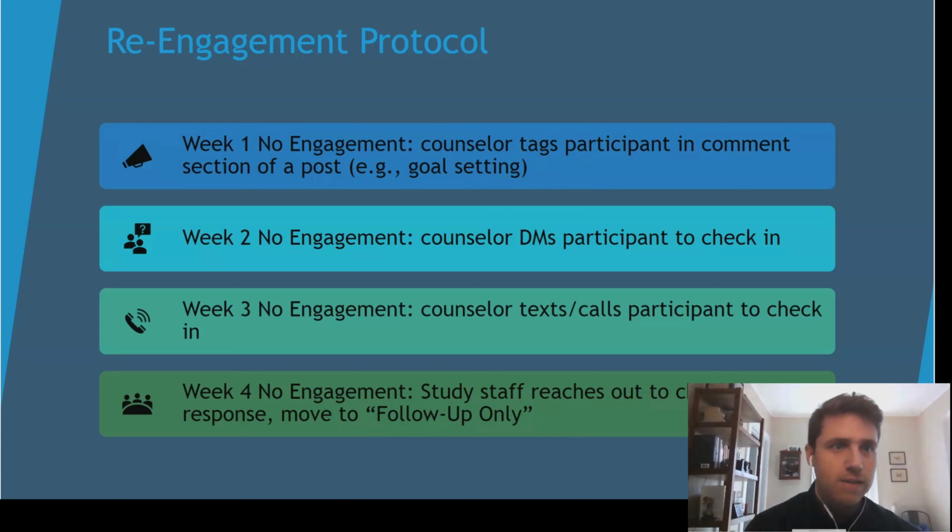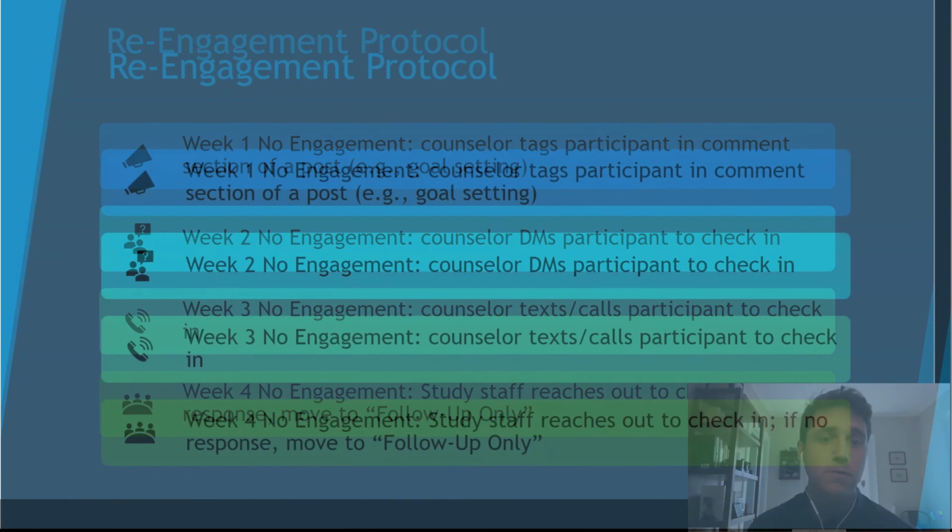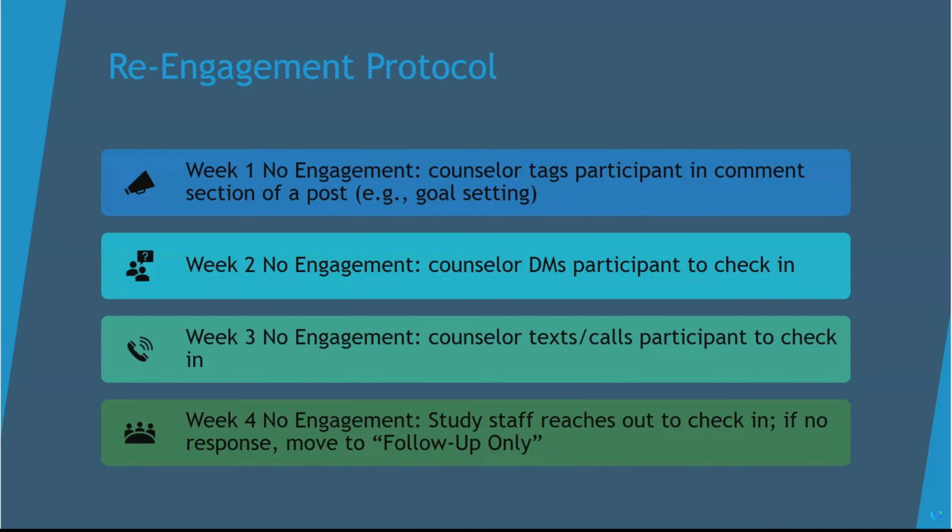If still no response after week 3, we'd go ahead and have the counselor text or call the participant or email, but we found text seemed to work a little bit better. And then finally, if it's been about a month now and they haven't engaged, that's when we go ahead and say, okay, the study staff is going to reach out. What's going on? Is there some sort of AE? And at that point, if we don't get a response, or if we do, and the person says, I'm just not that into the program anymore, we go ahead and move them to what we call follow-up only, sort of an internal thing.